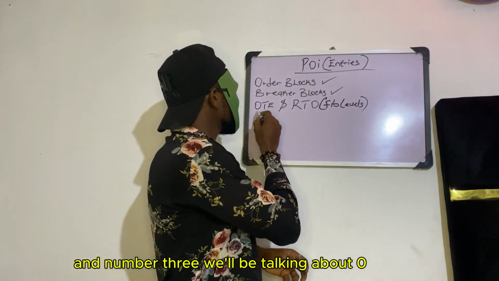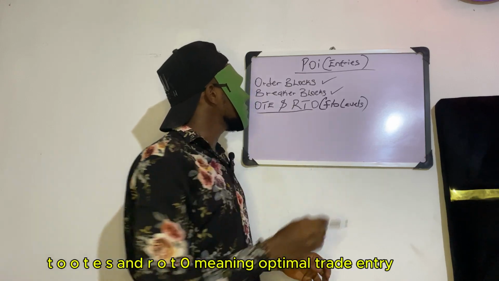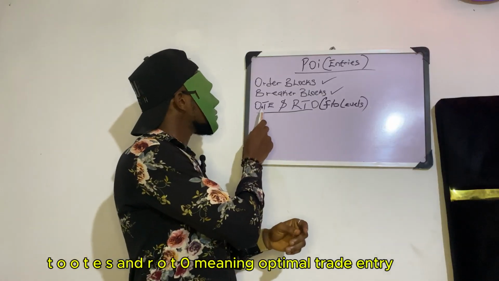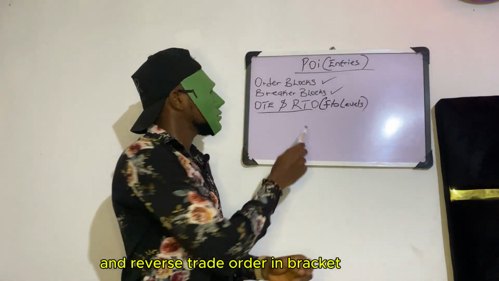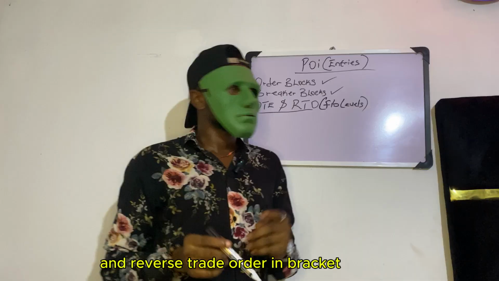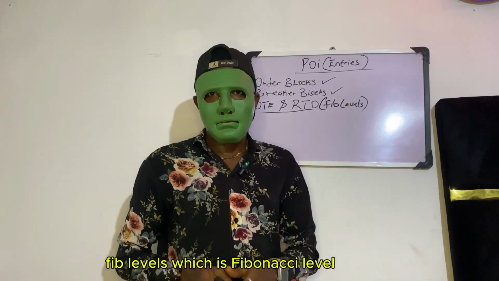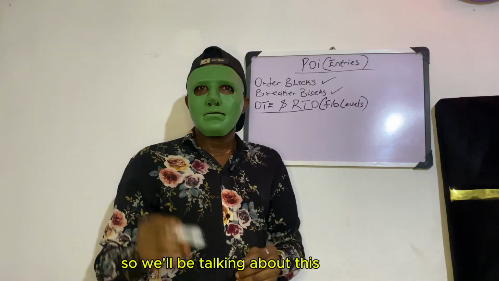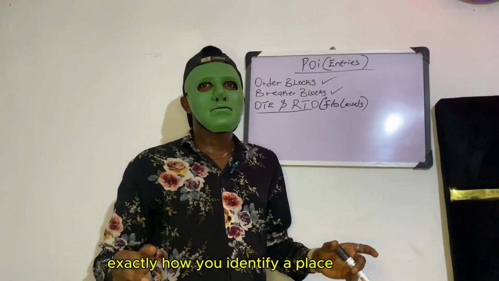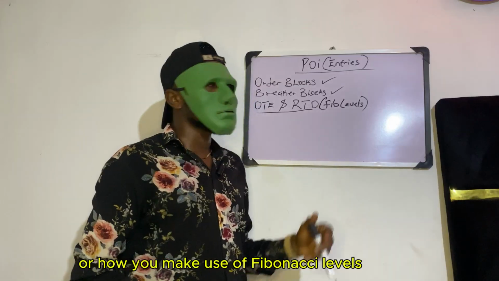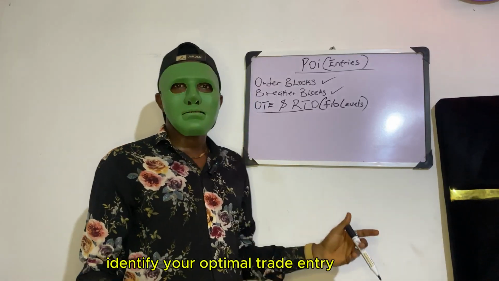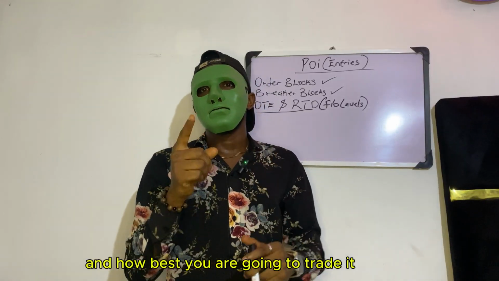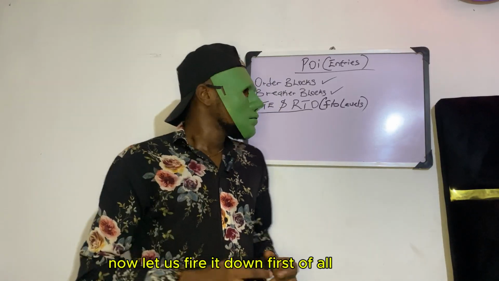And number three, we'll be talking about OTEs and ROTO, meaning optimal trade entry and reverse trade order, in brackets, Fib levels, which is Fibonacci levels. So we'll be talking about exactly how you make use of Fibonacci levels, identify your optimal trade entry, identify your reverse trade order, and how best you are going to trade it. Now, let us file it down.